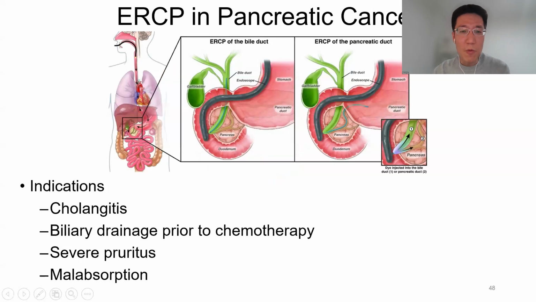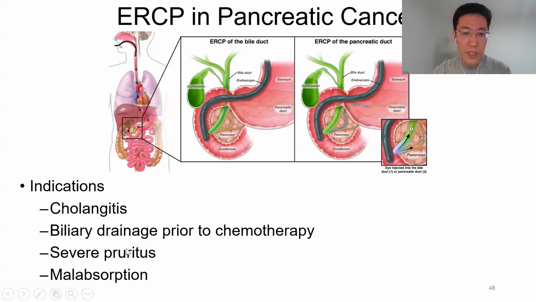A lot of people ask me about what about ERCP? There are only 4 real indications for ERCP in pancreas cancer. One is cholangitis, where the pancreas lesion has obstructed the common bile duct, the patient becomes septic, and that is a life-threatening thing, and the patient will need an ERCP. Or if the patient is jaundiced but not cholangitic, and they're going to be given chemotherapy, we will need to drain the biliary tree because the oncologist will not give chemotherapy if the patient is jaundiced.